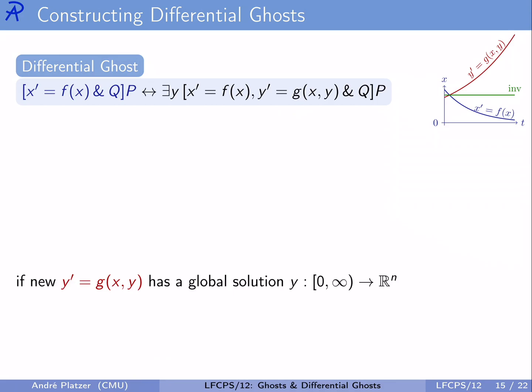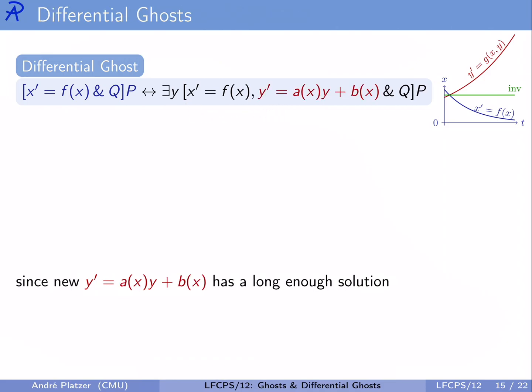We need to make sure that the new differential equation we're adding in has a global solution for all times, or at least has a solution that exists for as long as x does. Because if x ceases to exist after 17 seconds, then it's okay if y doesn't exist any longer either, because its evolution is a function of x and y, but at least y shouldn't stop existing before x does. And that it exists for sufficiently long is guaranteed if only we make sure that the right-hand side of the differential equation, the differential ghost we're making up, is linear in the new variable y.